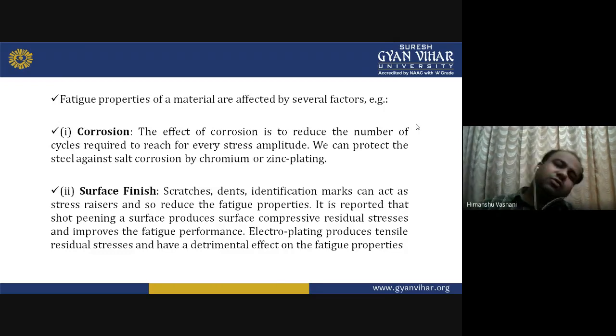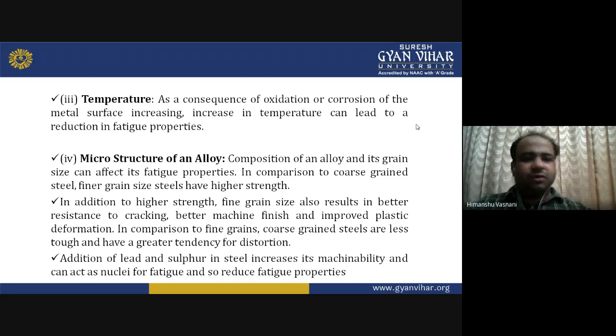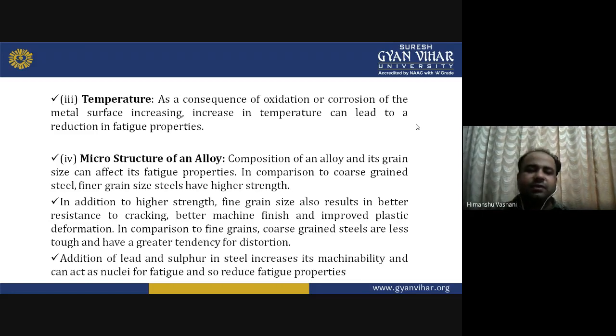Then temperature. As a consequence of oxidation or corrosion of a metal surface, an increase in temperature can lead to a reduction in fatigue property. So we should take care of it also. If you increase the temperature, it can lead to a decrease in the fatigue property. So you should know the temperature also in that case, regarding the material.